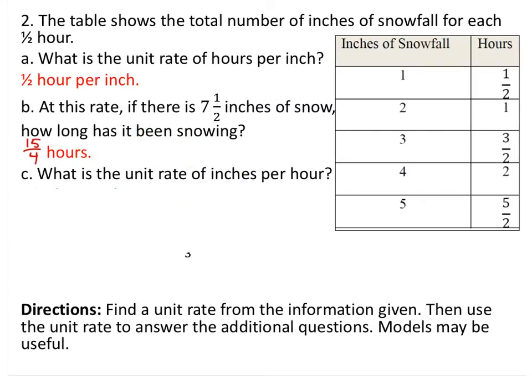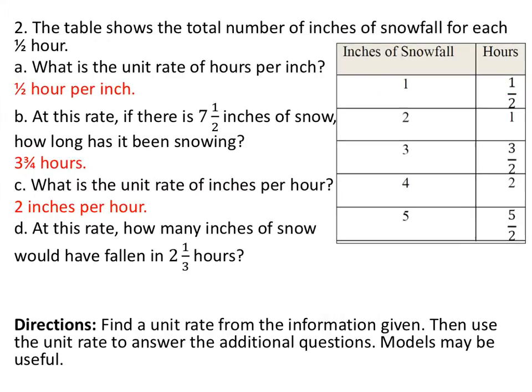And what is the unit rate of inches per 1 hour? Well, that gave us the problem added for us right here. 1 hour would produce 2 inches. Then how many inches of snow would have fallen in 2 1/3 hours? 2 1/3, I'm going to change that into an improper fraction. And I get 7/3 hours.